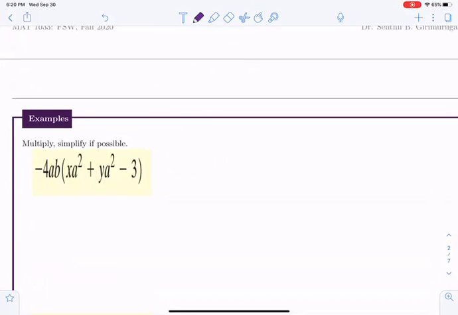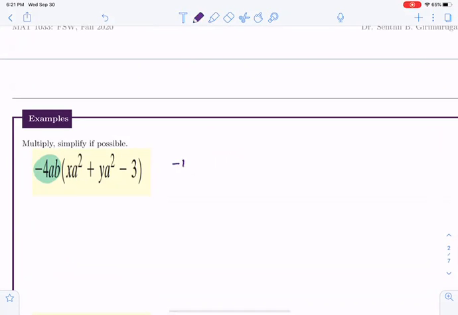So the problems are getting a bit more complicated. We were at monomials, now we are getting into monomials and trinomials. So we want to multiply and simplify if at all possible. This is a case where we simply distribute and try to simplify. The term that we are trying to distribute would be negative 4ab.